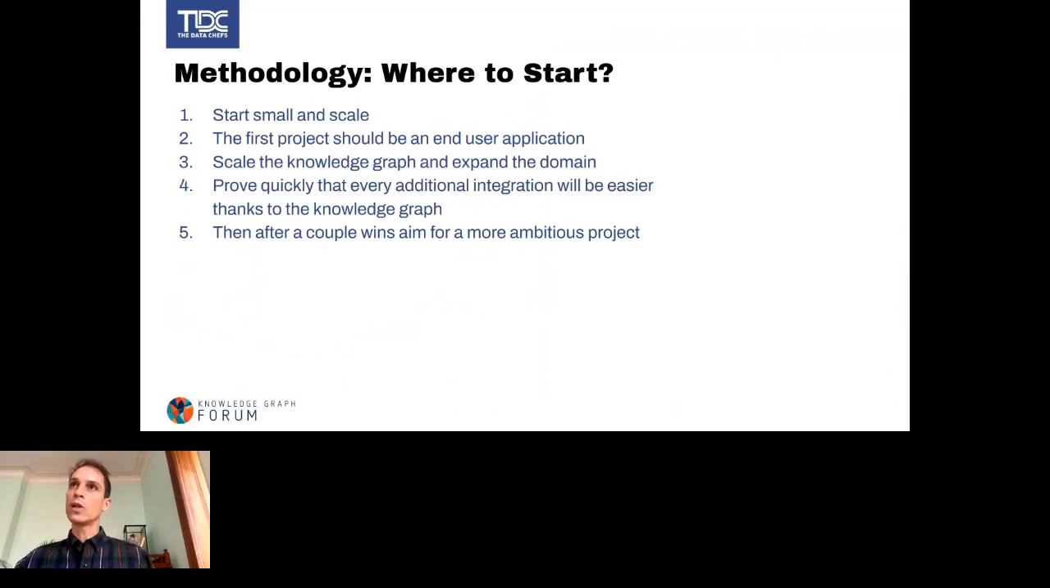Once you have success there, you've shown that you're able to develop something useful, then you scale. You expand the knowledge graph, you expand the domain, and you quickly prove that as you do that expansion, it becomes easier to develop applications and to have new wins for the graph, as you add data sources to this existing knowledge graph. So you prove that the cost of developing new applications is lower as you expand the graph. And once you have these one, two, three smaller applications, then you go for the bigger, more ambitious projects. At that stage, you should have reached a fairly large maturity level for your graph.